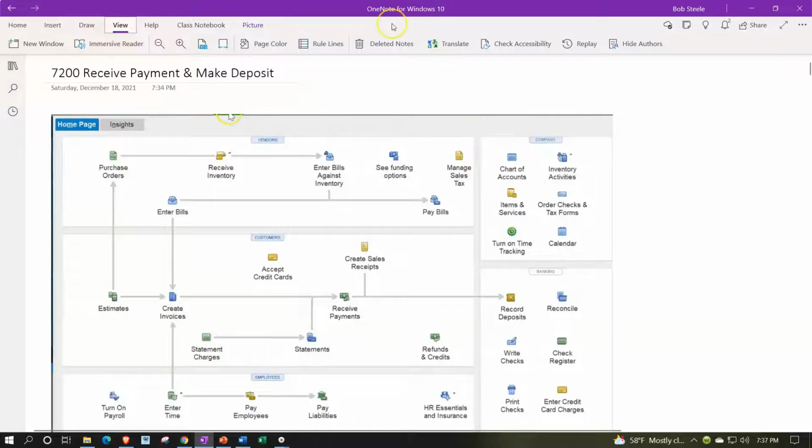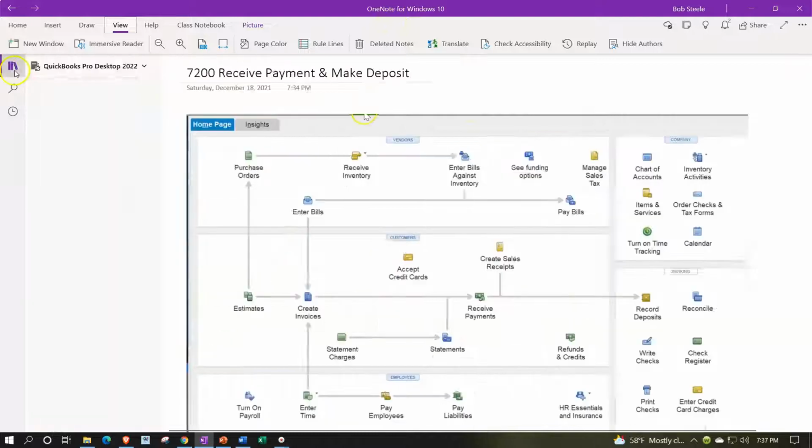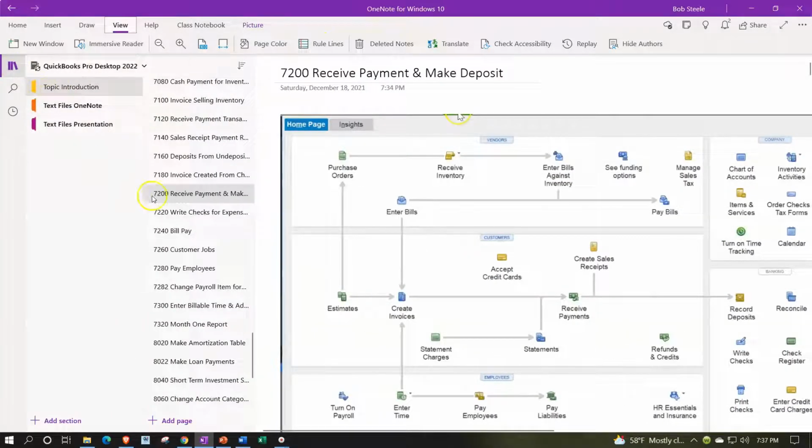If you have access to OneNote and would like to follow along, icon on the left-hand side, topic introduction 7200, receive payment and make deposit tab. Also take a look at the immersive reader tool, topic introductions in the text files as well with the same number, same name, but with transcripts. Transcripts can be translated into multiple languages and either listened to or read in them. Same name and number as the presentations as well.